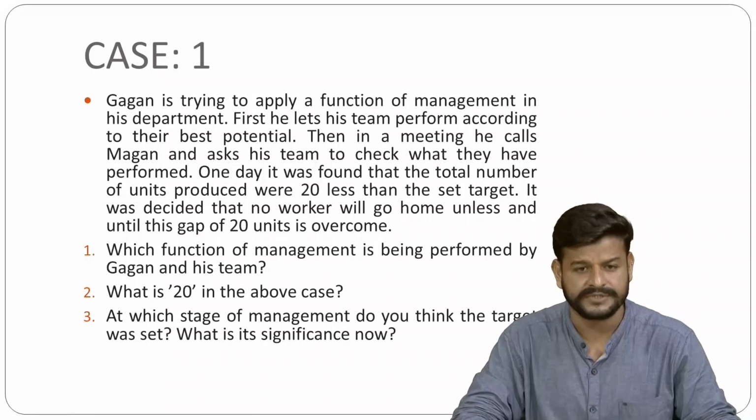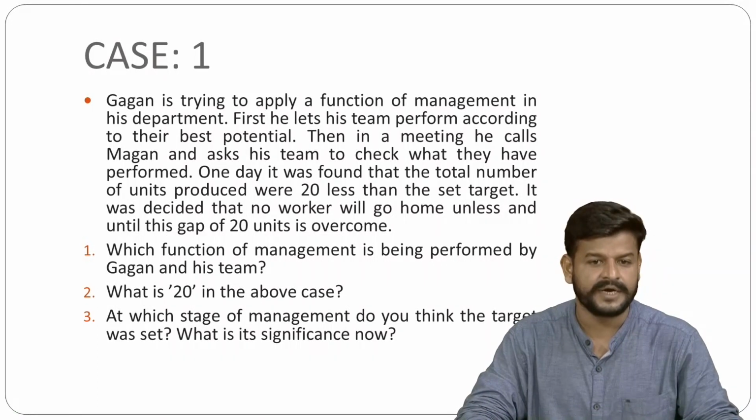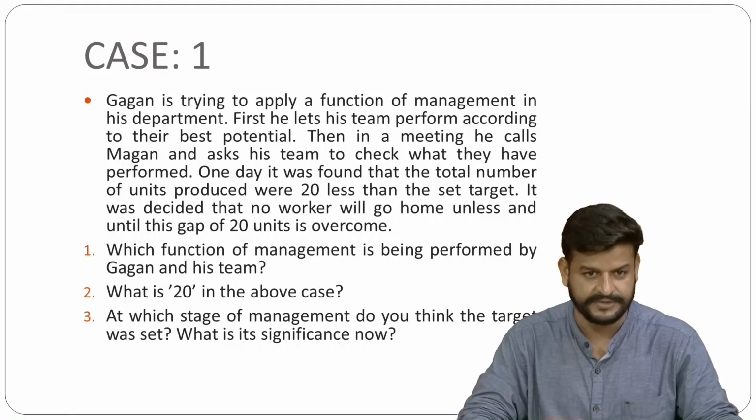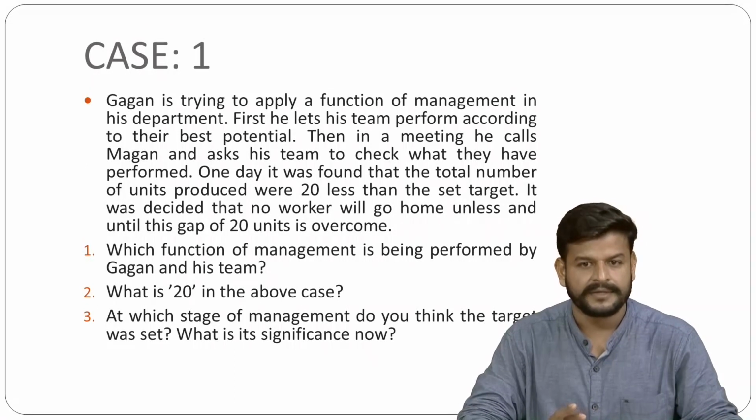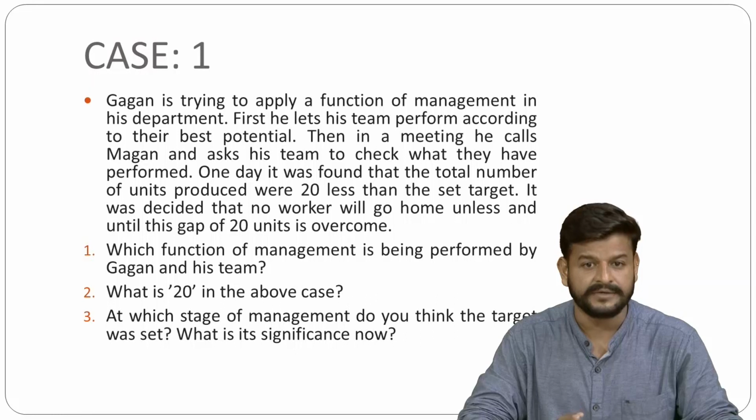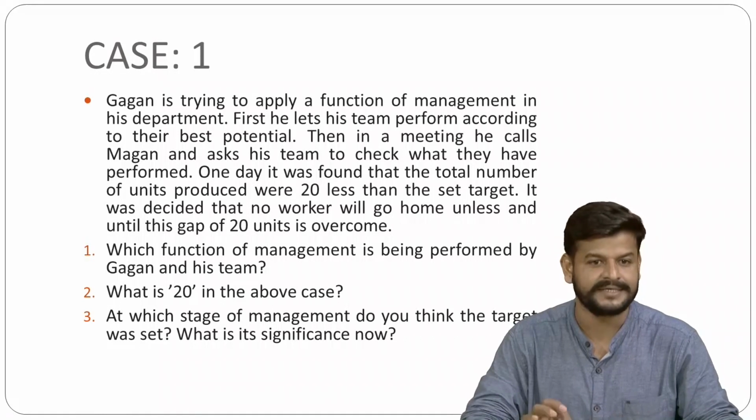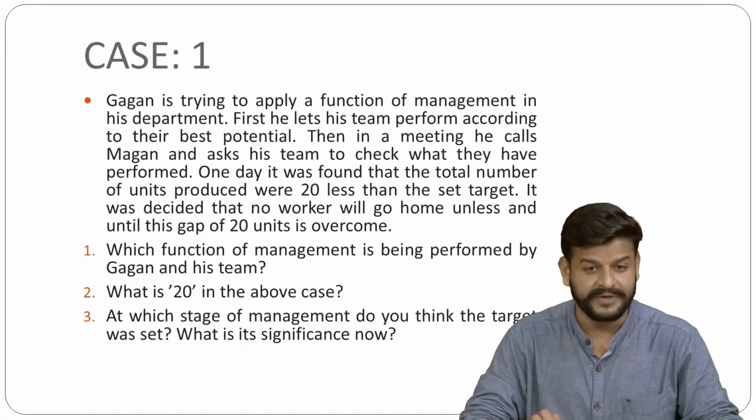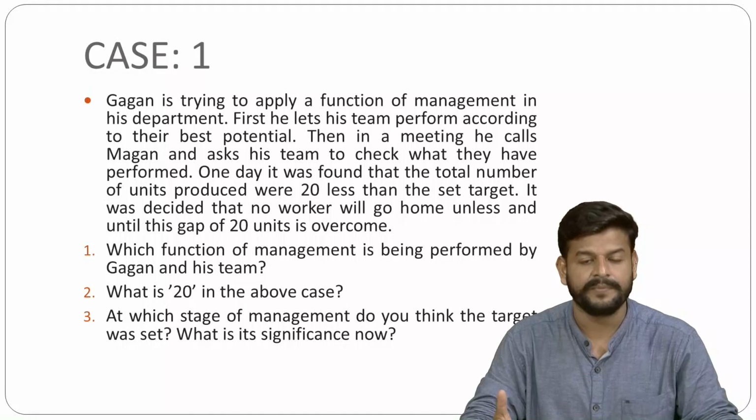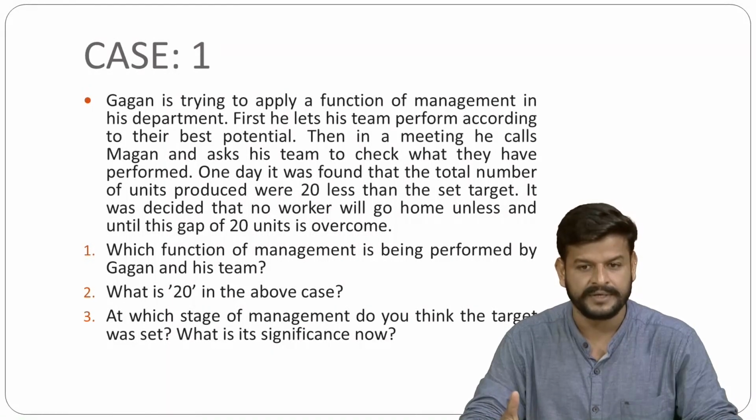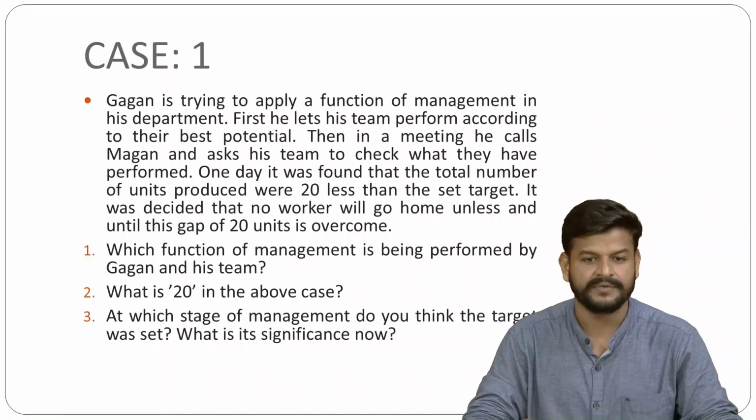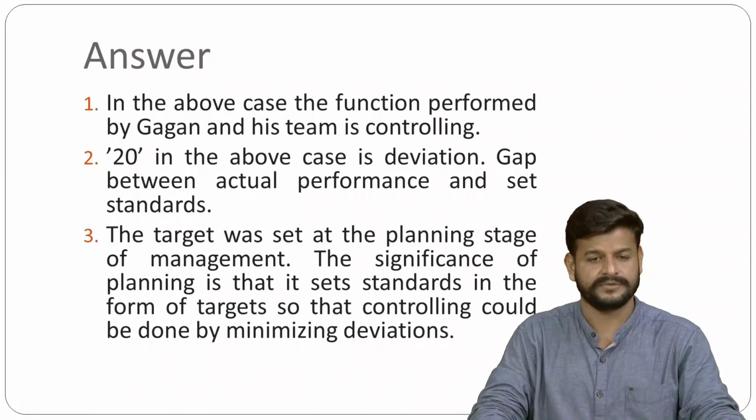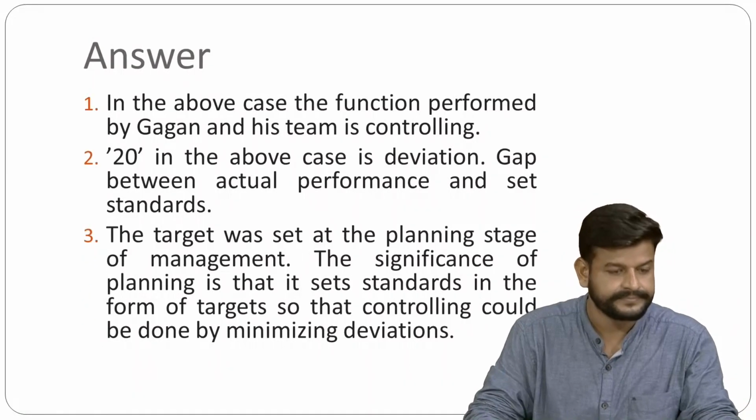So three questions are in front of us: which kind of management is this actually? Because he said it was decided that no worker will go home unless and until this gap of 20 units is overcome. What is 20 actually? And at which stage of management do we think the target was set, and what is its significance? So the answer is in front of us only.